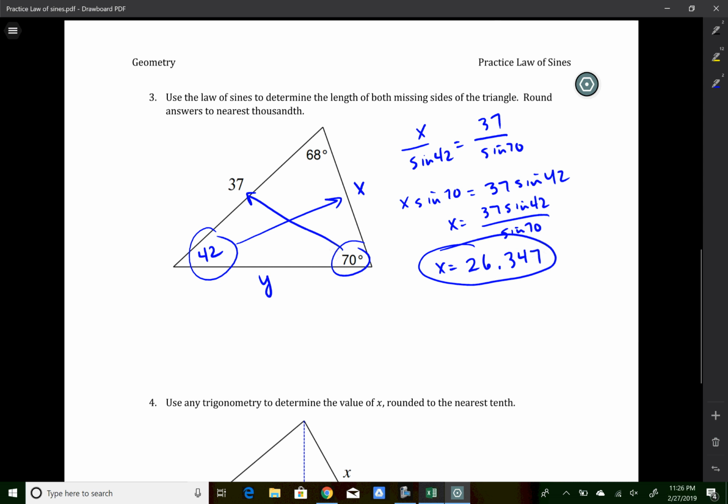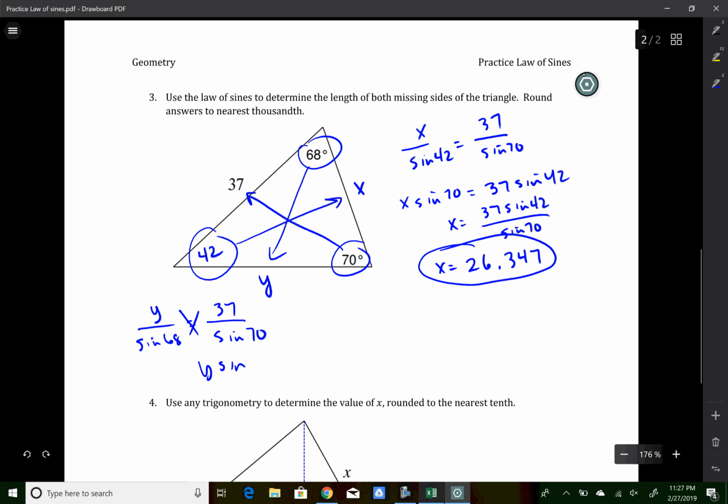Well, if I want to set up a proportion to solve for y, it would be y over the sine of 68. So there's my matching pair. And I want to use the same ratio I used to solve for x because 37 and 70 were given. I don't want to use this decimal. A, I rounded it, and B, I found it, so I might be wrong. So I don't want to use something that I might have wrong. So we want to try and use everything that they give us whenever possible.